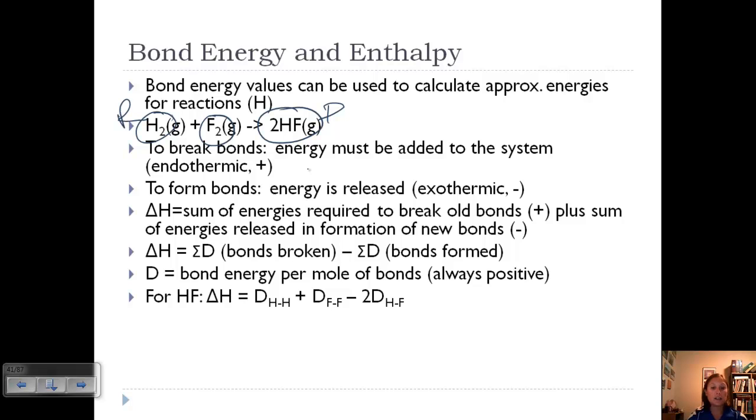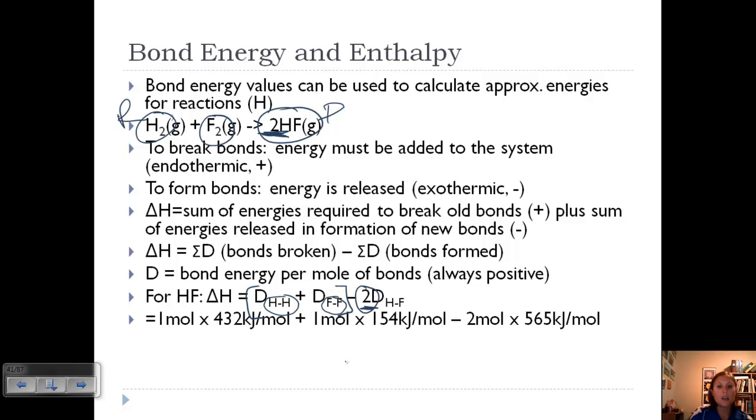So for our hydrofluoric acid, delta H is equal to the bond energy of the H to H bond plus the bond energy of the F to F bond, and I would group those together, minus 2 times the energy of the H to F bond, because if you notice from our reaction, we have 2 hydrofluoric acids, and so that's why this 2 is here. Okay, so we can look up these values in a chart.